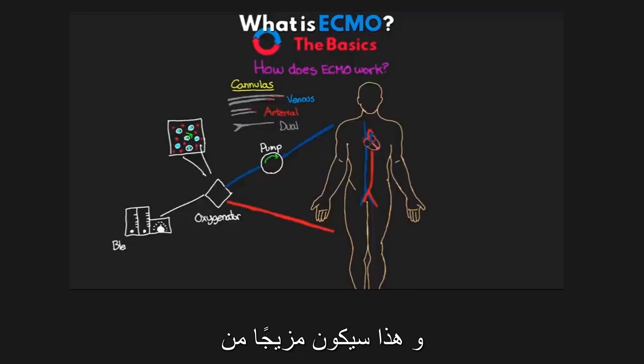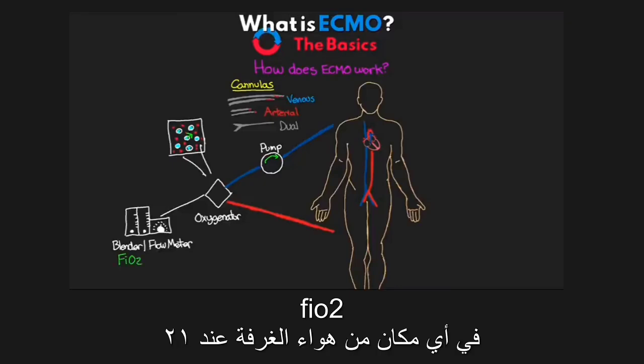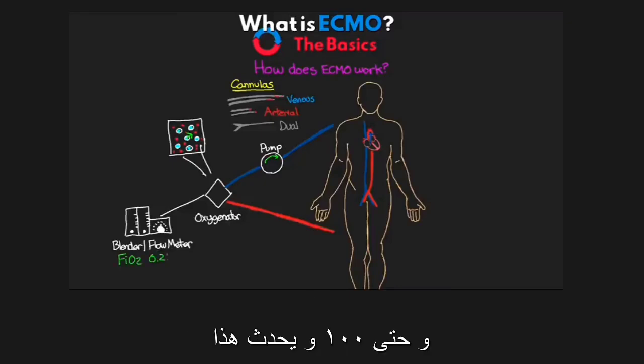And that's going to be a combination of our blender and our flow meter. The blender and the flow meter is where we're going to have both our oxygen supply and our medical gas supply attached. And it's going to allow us to adjust the FiO2 anywhere from room air at 21% all the way up to 100%.